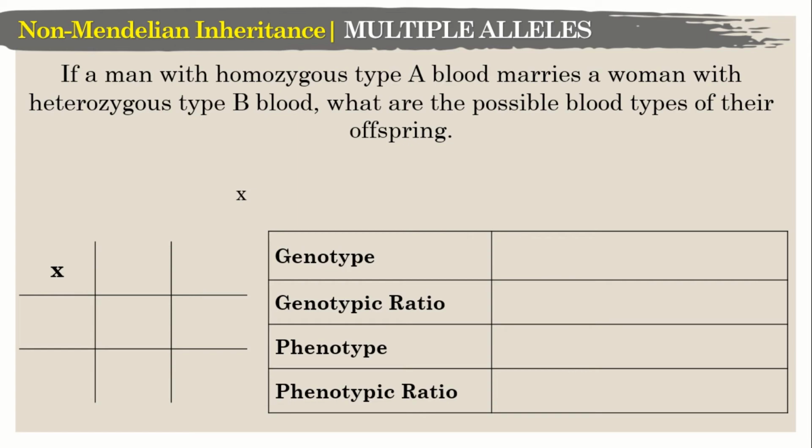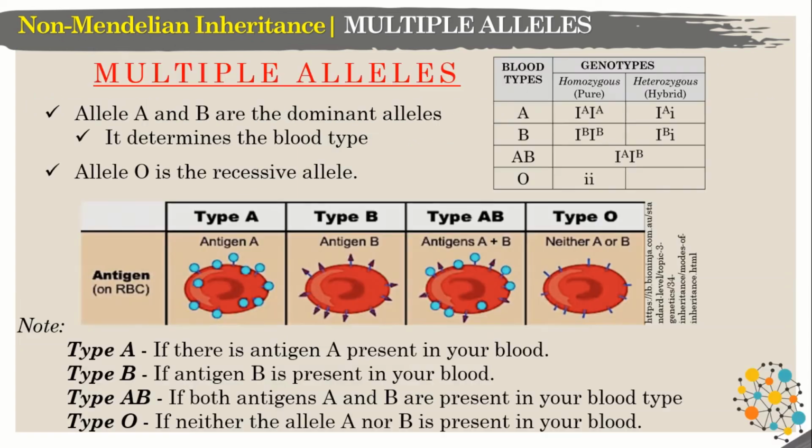If a man with homozygous blood type A, so let us recall, we have homozygous and then heterozygous. When you say homozygous, it should be the same, it should be pure. So both are A. In heterozygous, you have A, then there is a presence of i. The i here signifies that you have blood type O. Got it? This one is A and A, this one is A and O.